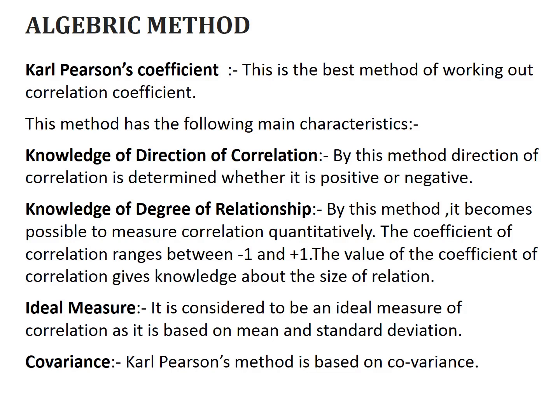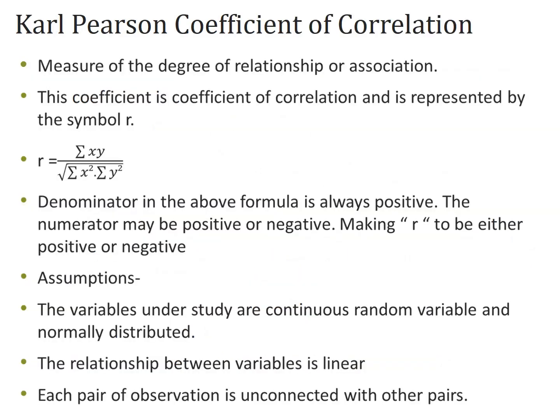Knowledge of degree of relationship. By this method, it becomes possible to measure correlation quantitatively. The coefficient of correlation ranges between -1 to +1. So the value of coefficient of correlation gives knowledge about the size of relation. Ideal measure. It is considered to be an ideal measure of correlation as it is based on mean and standard deviation. Covariance. Karl Pearson method is based on covariance. So here with the help of Karl Pearson's method, we can measure the degree of relationship or association between variables.